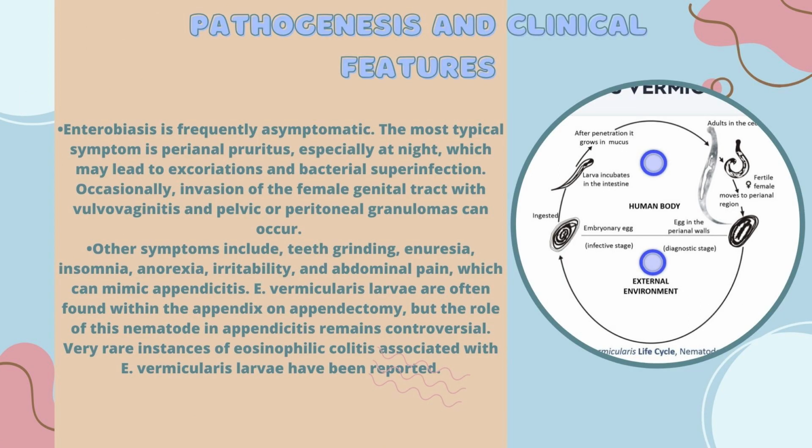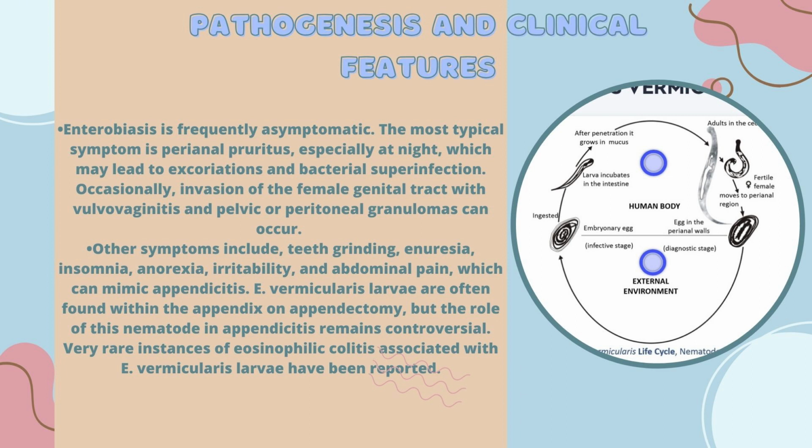Next is the pathogenesis and clinical features. Enterobiasis is frequently asymptomatic. The most typical symptom is perineal pruritus, especially at night, which may lead to excoriations and bacterial superinfection. Occasionally, invasion of the female genital tract with vulvovaginitis and pelvic or peritoneal granulomas can occur.